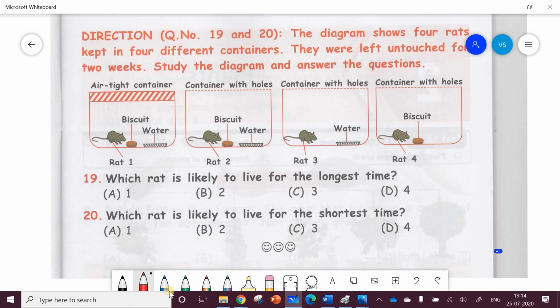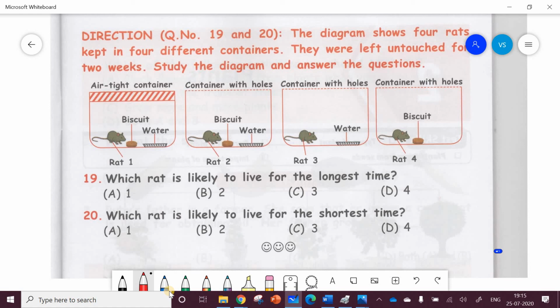Please see the picture carefully. Here there is an airtight container, and there is no air coming inside. And here there is a container with holes, a container with holes and a container with holes. So which one do you think is the right answer?